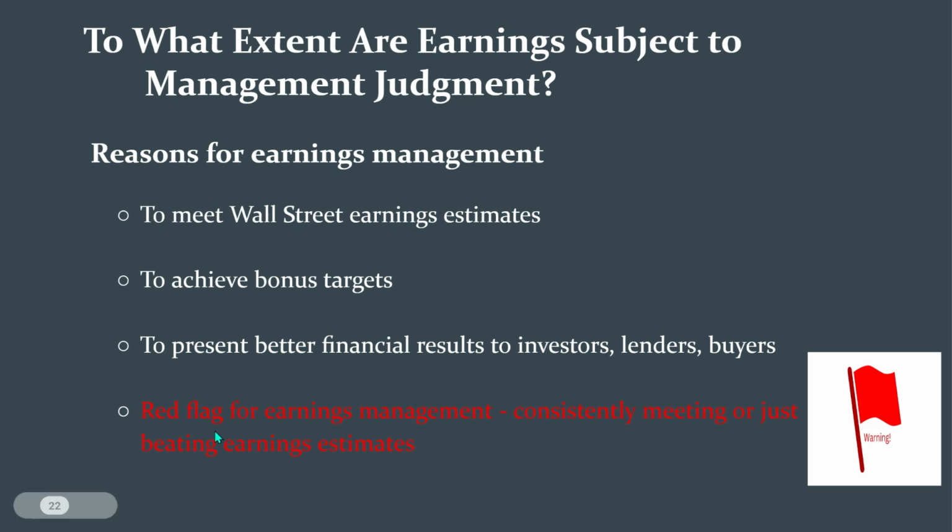Now, a red flag for earnings management, a warning sign, if you may, is where a company consistently meets or just beats their earnings estimates. This could be a sign that management is doing something to just barely make these earnings estimates when they might have been falling behind had they not done anything. So management might just use accounting changes there, be a little aggressive in its accounting so that it can meet or beat its earnings estimates. So that's a red flag to look for when analyzing the income statement for earnings quality.